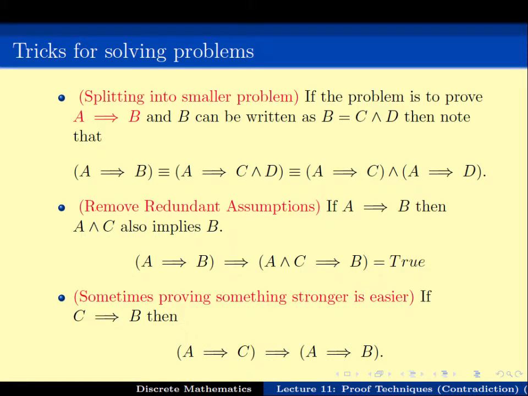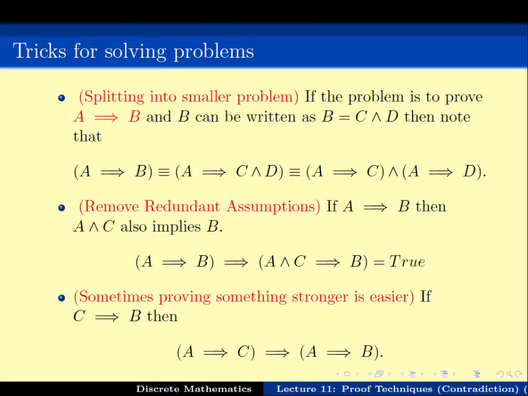The third trick that we saw is that sometimes proving something stronger is easier, in the sense that if C implies B, it may be possible that A implies C is easier to prove than A implies B. But since C implies B, A implies C is good enough for proving A implies B. We saw 3 applications of these 3 techniques in the video lectures last week.